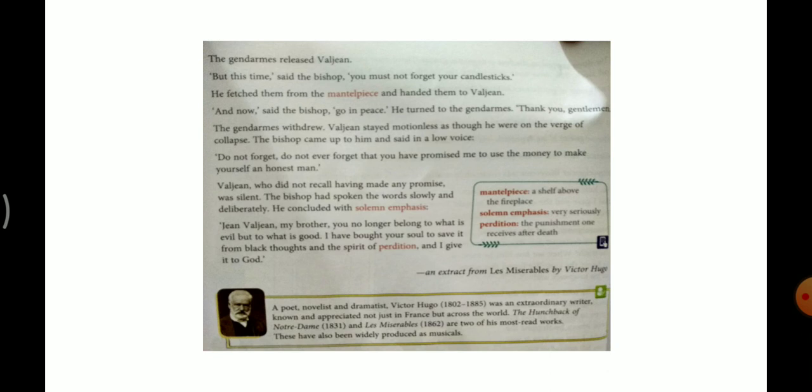Then the bishop concluded very seriously that he pardoned Valjean so that he doesn't commit any sin and therefore doesn't receive any punishment after his death. He also reminded him that through this act of kindness, the bishop has bought his soul, and so he, that means Valjean, has to repay it by becoming an honest man.